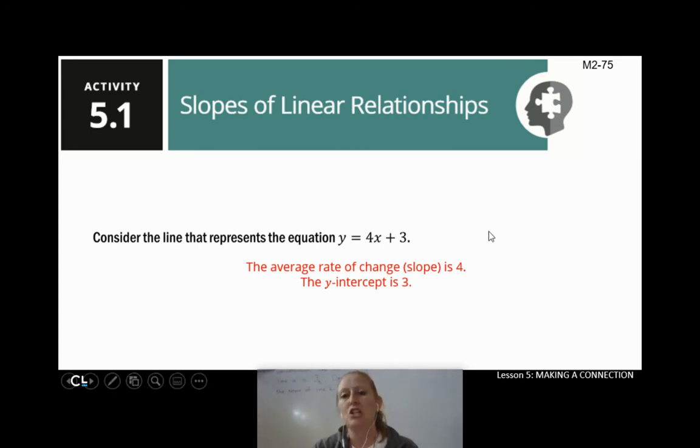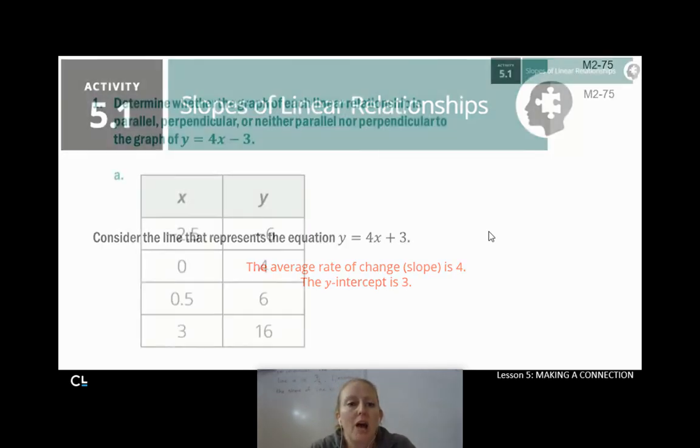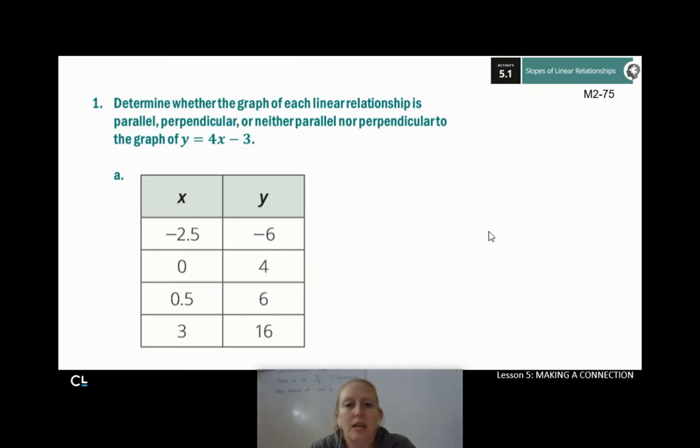And here's what I'd like you to do. I have a whole bunch of different representations that I would like you to compare them with. I would like you to look at each of these. I've got A, B, C. You have a bunch of these in your book on page 75, M2-75. I'd like you to determine whether the graph of the linear relationship, and granted, they're not all graphs, but if you were to graph it, would it be parallel, perpendicular, or maybe not parallel or perpendicular to the graph of y equals 4x minus 3?